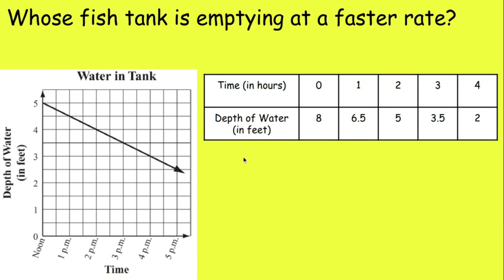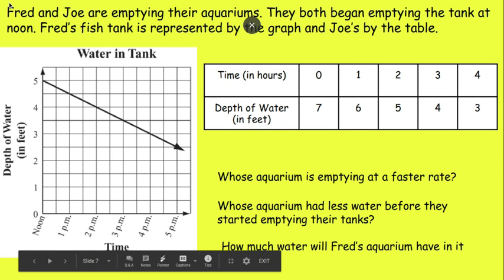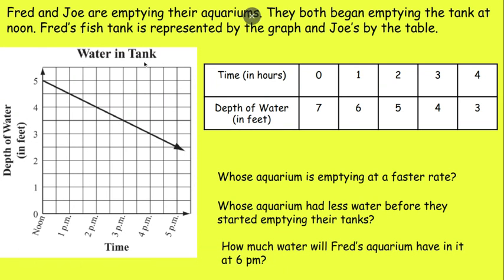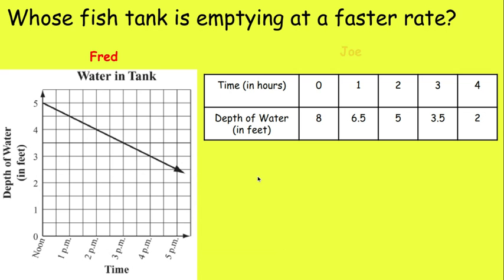we want to answer the question, whose fish tank is emptying at a faster rate, you need to remember, back at this question, this verbal part is always really important. Notice that the graph nor the table really indicates which information is for who. So you always have to go back to the verbal part or the written part and use it. So the first thing I would do is label it. Fred was the graph, Joe was the table. And physically write that down so you can see it.